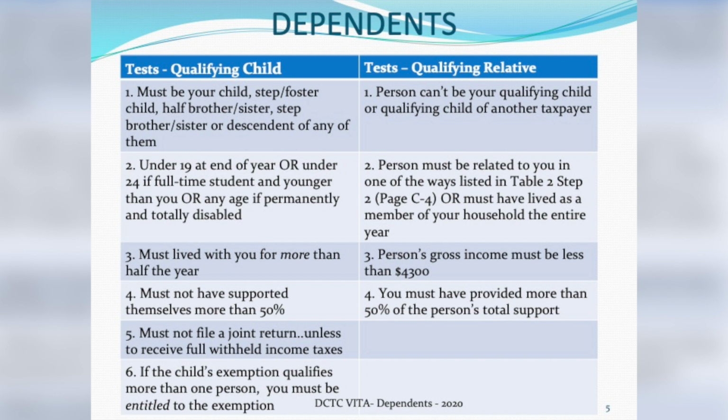Number one, the person can't be your qualifying child or qualifying child of another taxpayer. Number two, the person must be related to you in one of the following ways listed in Table 2, Step 2 on page C-4 of Publication 4012, or must have lived as a member of your household for the entire year with you. Number three, the person's gross income must be less than $4,300. And number four, you must have provided more than 50% of that person's total support.